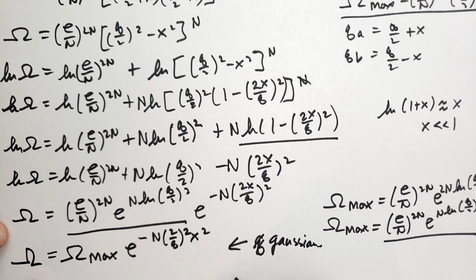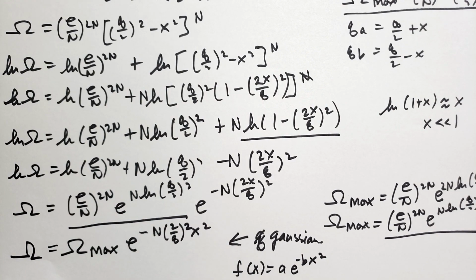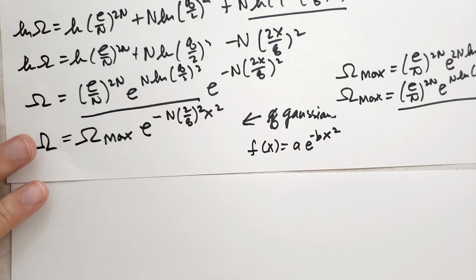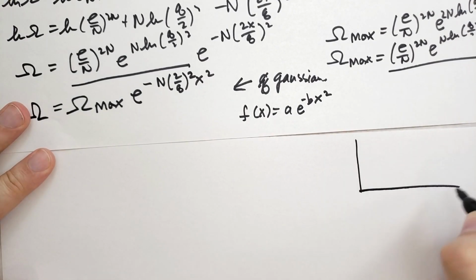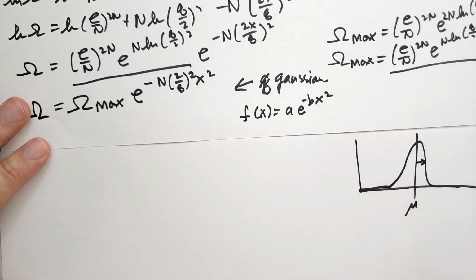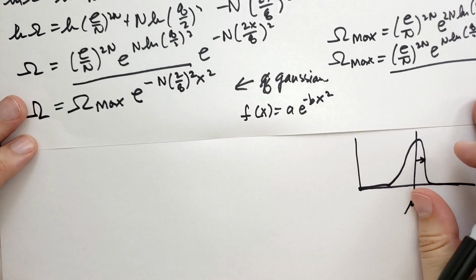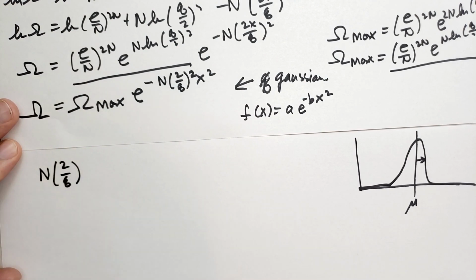Gaussians take the shape f of x equals some constant times e to the minus some constant b times x squared. Now when we analyze the Gaussian, we're interested in how wide that peak is. All Gaussians look the same: they go up and come back down like this. There's the average, and then we have some kind of width. The question is, what is the width of this peak? So let's take this n (2/Q)^2 x squared and set it equal to 1.